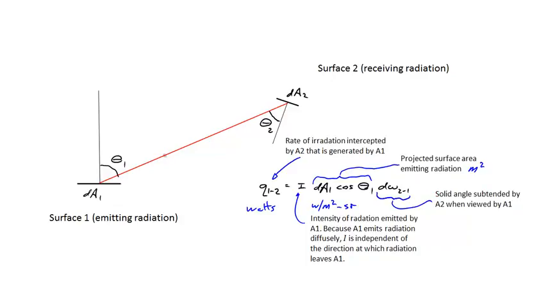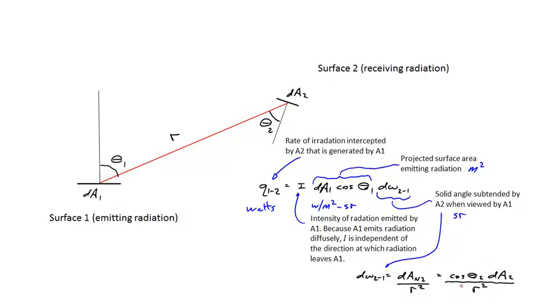And finally, we've got this d omega 2,1, and it's defined as the solid angle subtended by A2 when viewed by A1. So in essence, this d omega is the size of the target. The units on d omega 2,1 are steradians. Mathematically, d omega 2,1 is the normal projected surface area of A2 divided by r squared, where r is the distance between the center of dA1 and the center of dA2. So we just say cosine of theta 2 times the differential area of A2 divided by r squared.